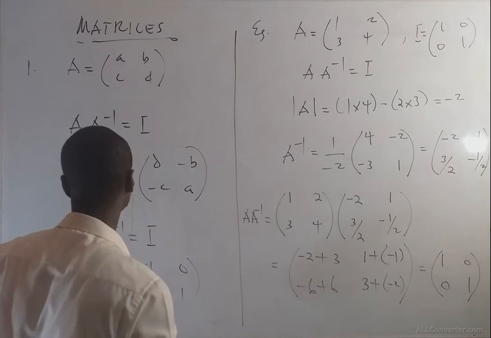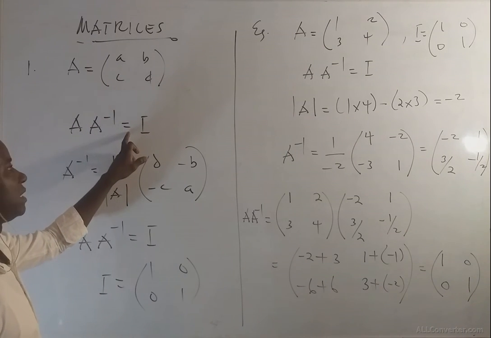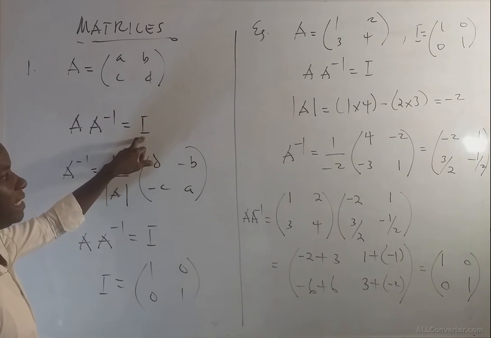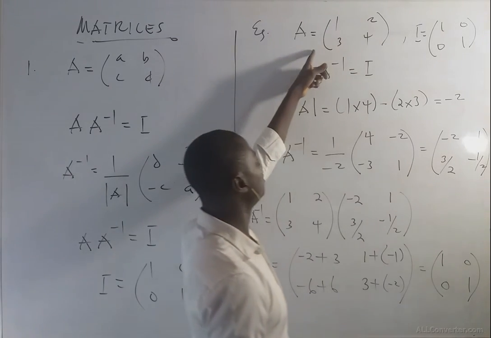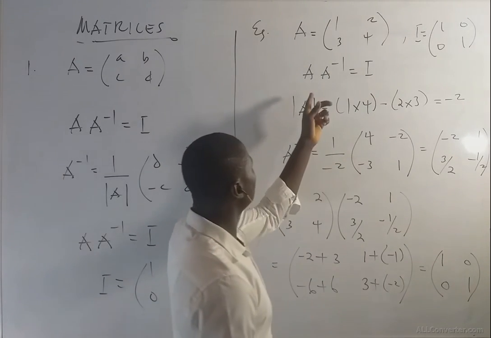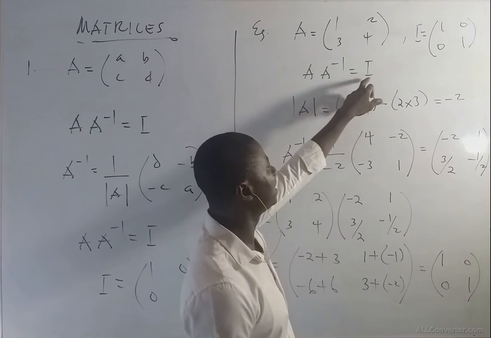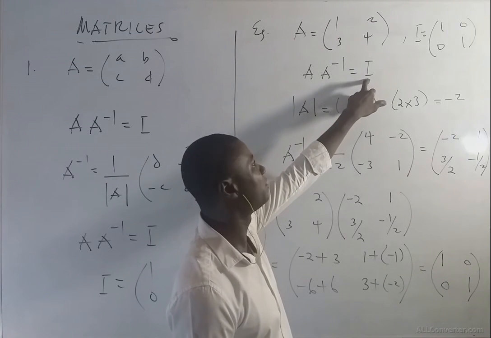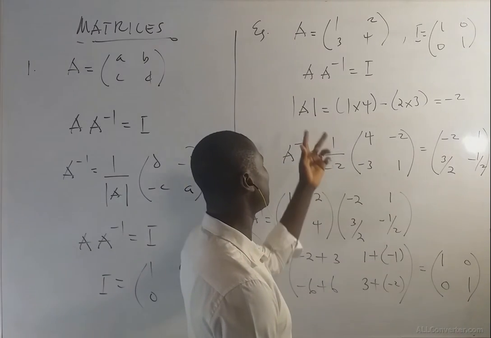So anytime you multiply a matrix by its inverse, you are supposed to get the unit matrix or the identity matrix, and that is what you are seeing. So we were given the matrix A to be equal to 1, 2, 3, 4, and we are saying that when you multiply the matrix by its inverse, you are supposed to get the unit matrix or the identity matrix. And so before you find the inverse of a matrix, you need to find the determinant first.